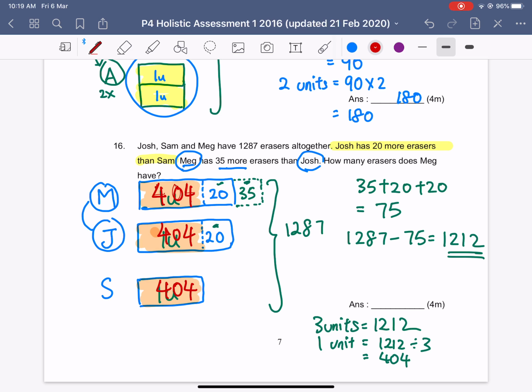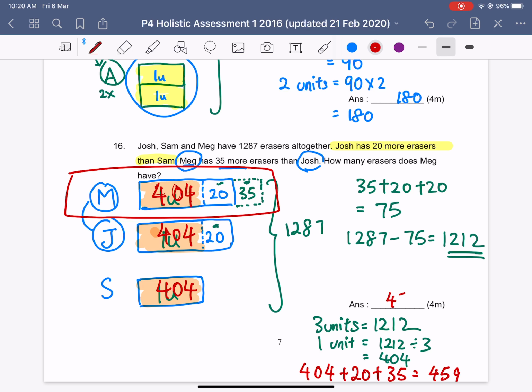How many erasers does Matt have? So take a look at Matt. Matt is here. So Matt actually has a total of 404 plus 20 plus 35, which is a total of 459.